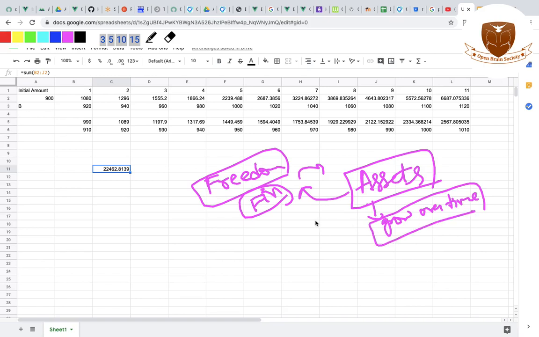Okay. So in the next module, we'll be discussing assets and liabilities, why it is important to distinguish between both, how important it is to have more assets compared to liabilities, and why it is important to understand what is an asset and what is a liability. That we'll be discussing in the next module.